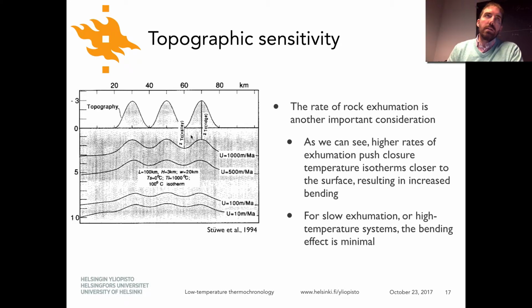But what this tells us is in mountainous areas where erosion rates are high, those are normally places where we want to go and use thermochronology. They're also the places that are probably worst in terms of this bending of the isotherms issue. So regression lines for sample age versus elevation just won't work.